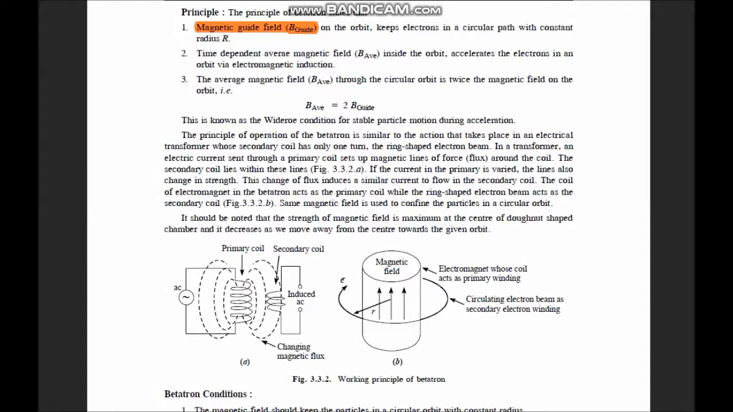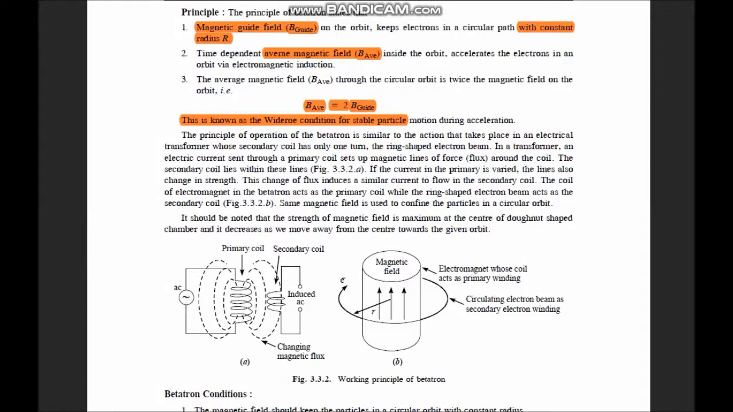So this is a very important part, that in Betatron these electrons will be moving in a circular path but with constant radius. So we will make a circle of fixed path. The second field is the average magnetic field, that is inside the orbit. And this is the very important Betatron condition which we will be deriving first. This condition is that the average value of the field at the center must be equal to twice the value of the magnetic field which is just used to guide the electrons in a circular path.